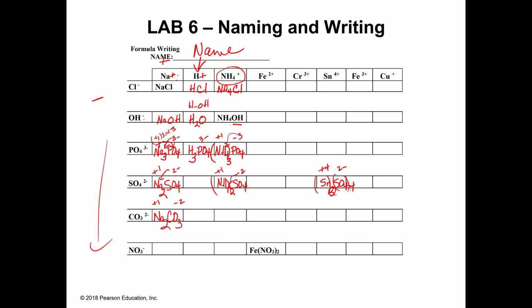So notice I've got a 2 and a 4. So really, since that's going to reduce, it's going to be SnSO4, because I had to reduce that. You're going to see that with iron and sulfate, because they're both 2s. So you just have to reduce those to the lowest ratio. That's for ionics, right? Because we know this is ionic because we have a metal and a nonmetal. That's how I know.